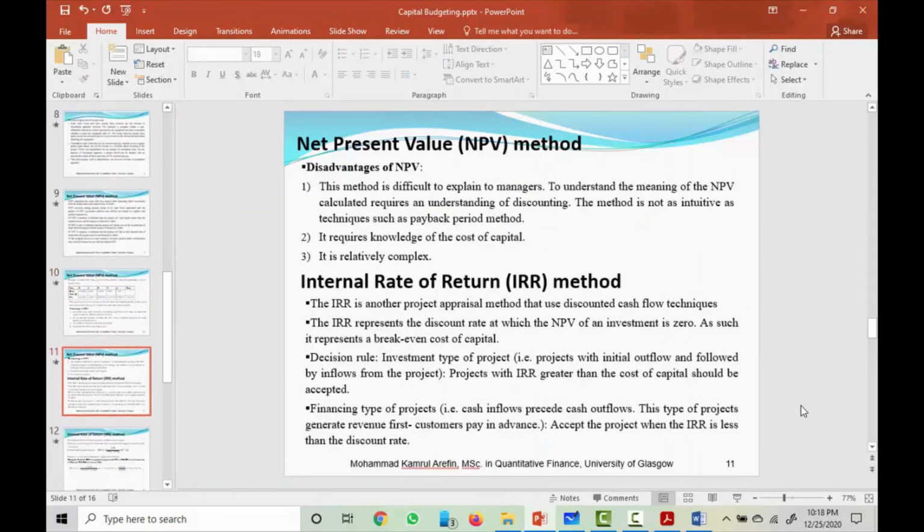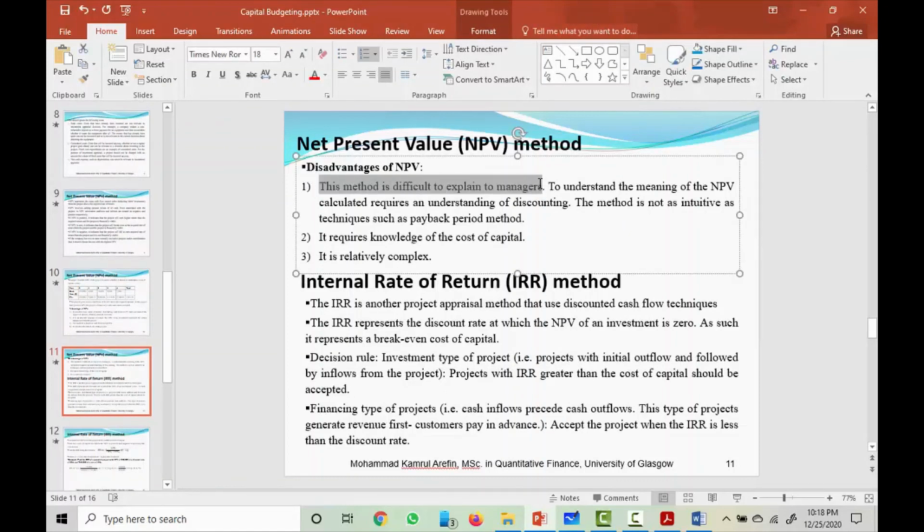Now let us focus on the disadvantages. This method is difficult to explain to managers, particularly those who do not have any financial literacy. If the manager doesn't know what NPV, present value, discount rate, and required return are, it may sound a little difficult for them to understand. If they have no financial background or do not know time value of money, this method might be difficult for you to explain to them.